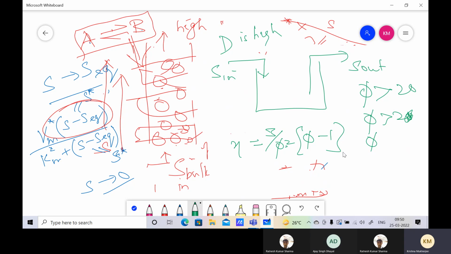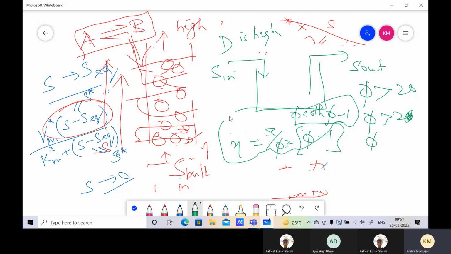Remember, what was phi defined as? नहीं याद है. One second. What was phi? So 3 by phi square, and instead of phi minus 1, what was it? Phi coth hyperbolic phi minus 1, right? Remember this efficiency?